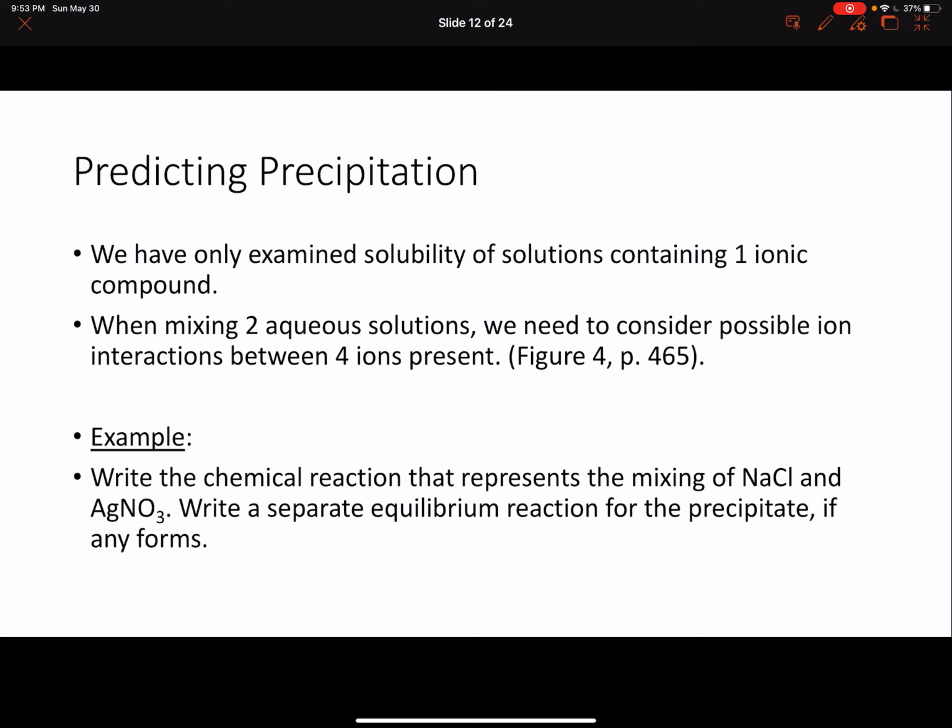So up until this point, we looked at solubility of solutions with one ionic compound. Okay, not one ion, one compound. Now we're going to look at what happens when we mix two solutions and consider all the interactions between everything. You see a nice diagram of this in your textbook. So to start off, we'll do an example. We'll write the reaction that represents the mixing of NaCl and AgNO3.